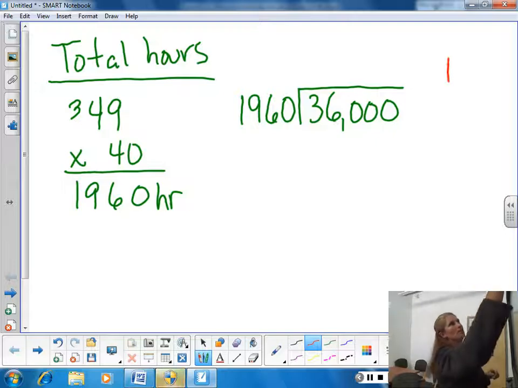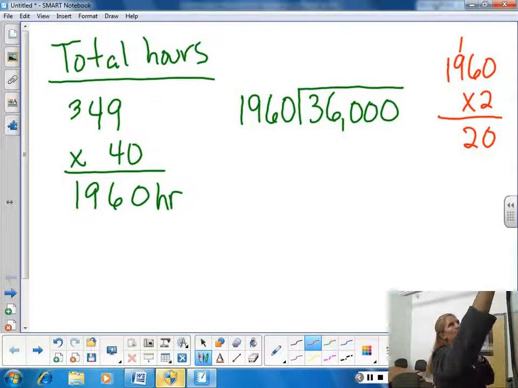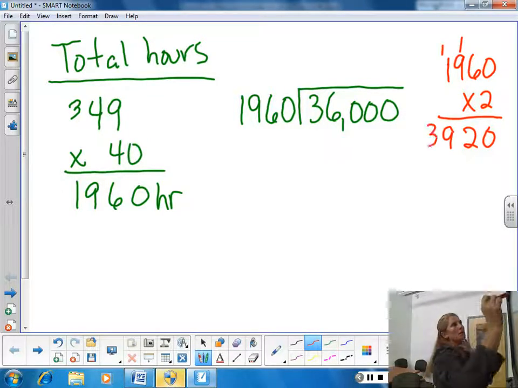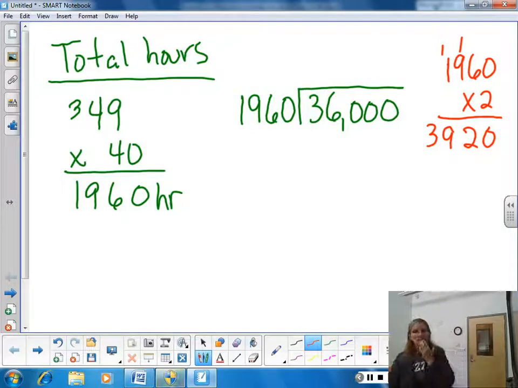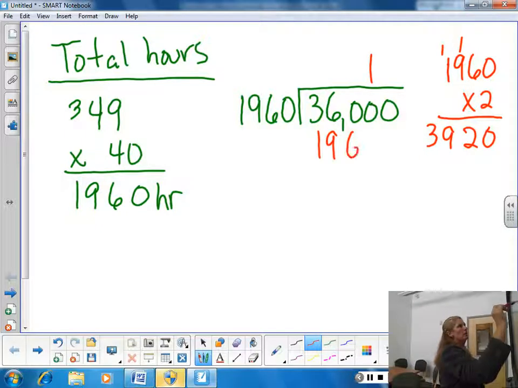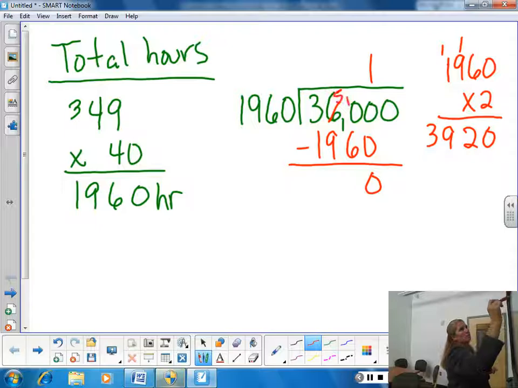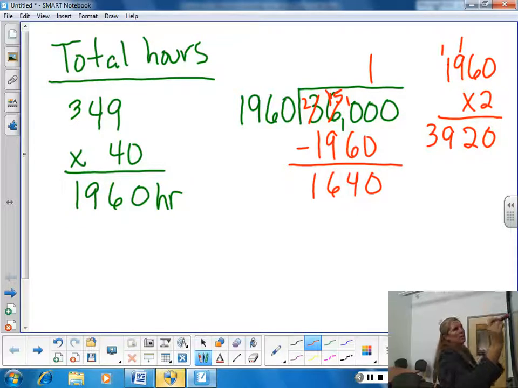But I'm going to check that. I think it's going to go twice, so that's why I'm multiplying by 2, and if I'm wrong, then I'll drop down to 1. 18, 19. 3,920 is too much. So it just goes one time. So, 1. Now I'm going to subtract. 0. This is 5. So 4. This is 15. So 6. 1,640, and then I bring my 0 down.